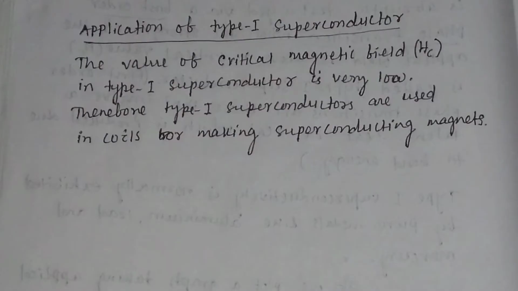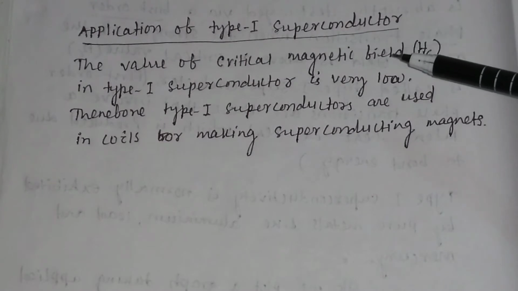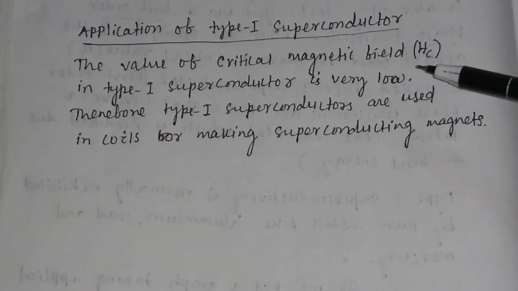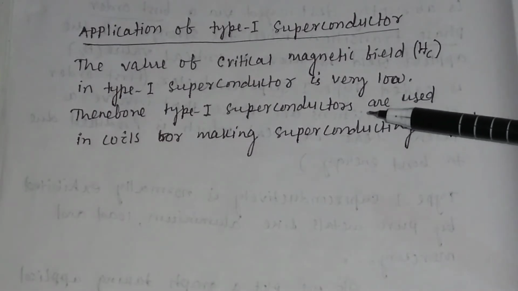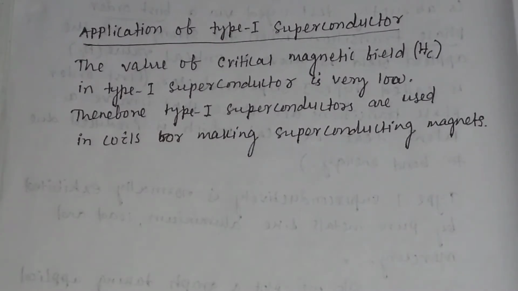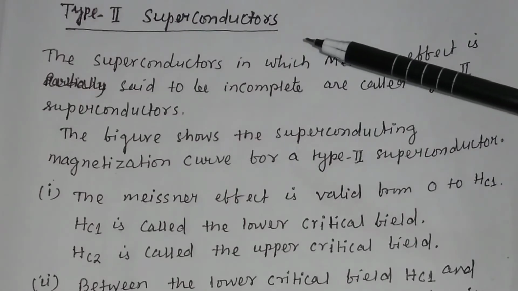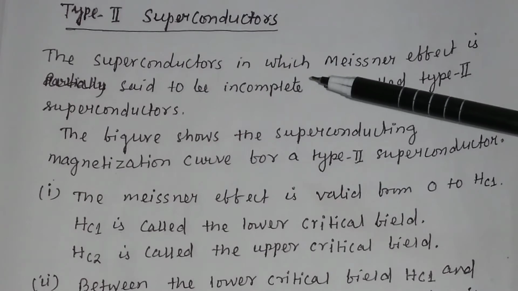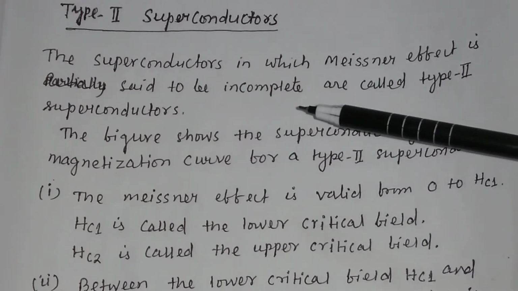What are the applications of type 1 superconductor? The value of critical magnetic field Hc in type 1 superconductor is very low. Therefore, type 1 superconductors are used in coils for making superconducting magnets. Now let us discuss type 2 superconductors. The superconductors in which the Meissner effect is said to be incomplete are called type 2 superconductors.